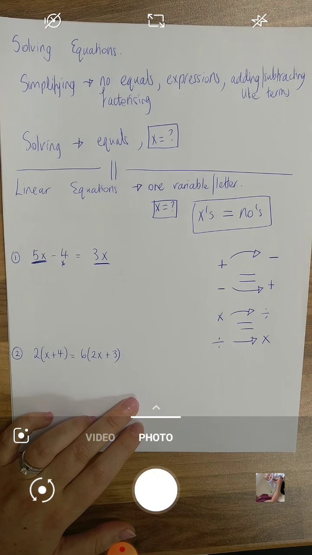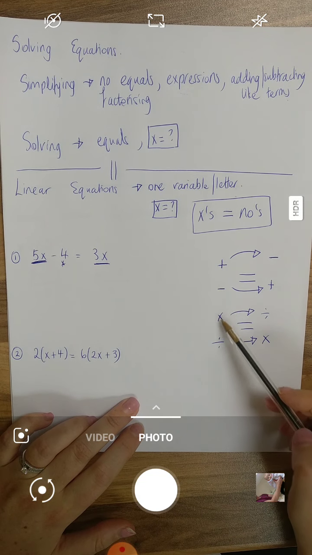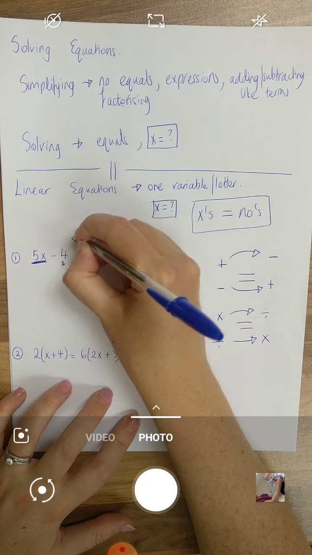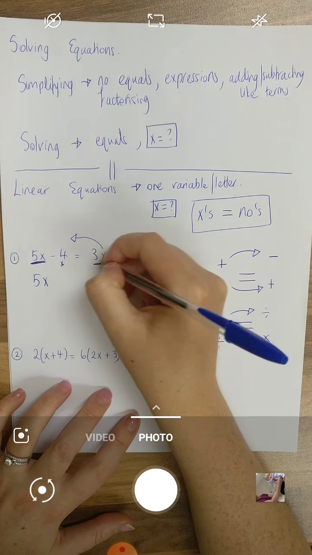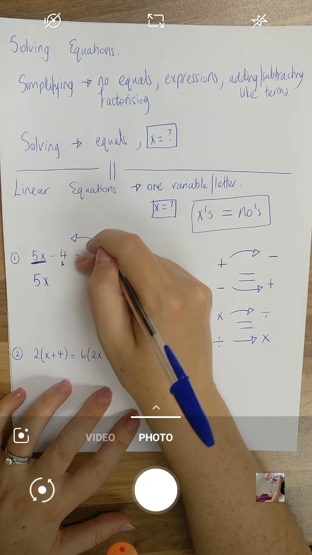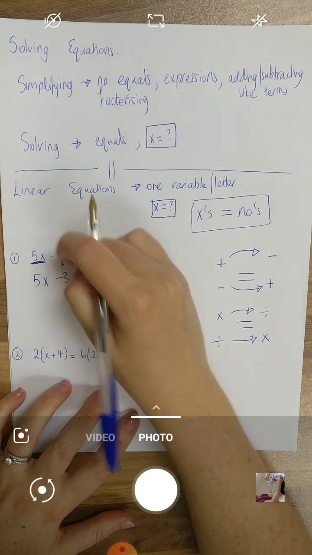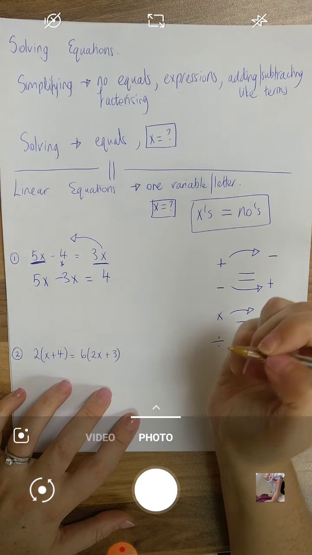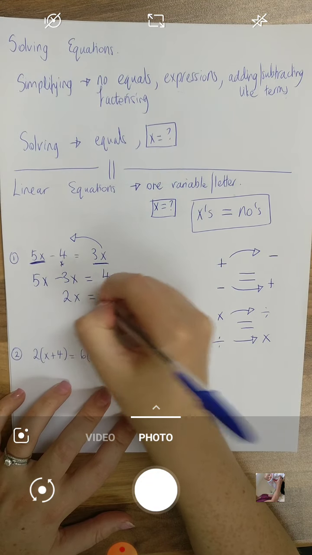When we move something to the other side, it becomes the opposite operation, and our operations are adding, subtracting, multiplying, and dividing. So if I was to move the plus 3x to the other side, that would become 5x. And because we were adding on this side of the equals, when we move it over, we're now subtracting. And negative 4 or subtracting 4 moved over to the other side becomes positive 4. So we now have 5x minus 3x is 2x equals 4.